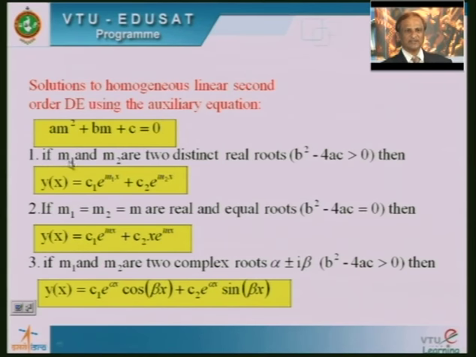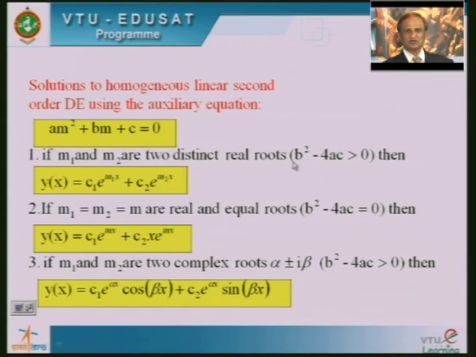So, if m1 and m2 are 2 distinct real roots, friends, you know the formula, it is a second degree polynomial, or we can say a quadratic equation. You know the formula: m is equal to minus b plus or minus the square root of b square minus 4ac, divided by 2a. We are already familiar with that formula. Using that formula, we can find the roots.